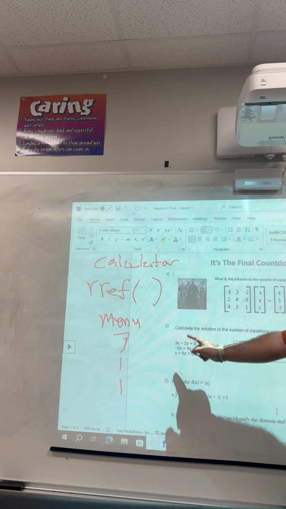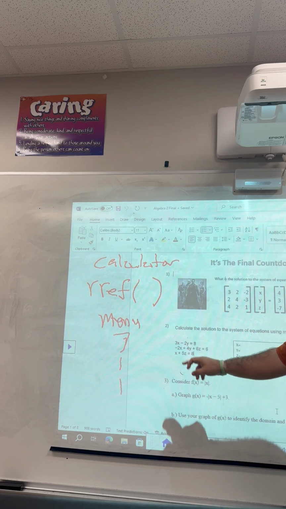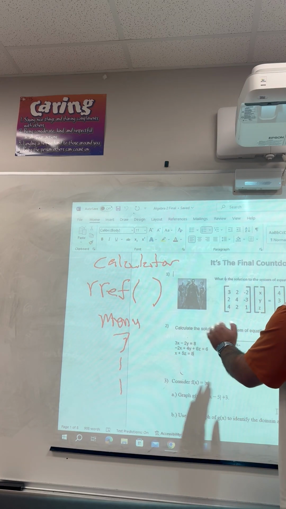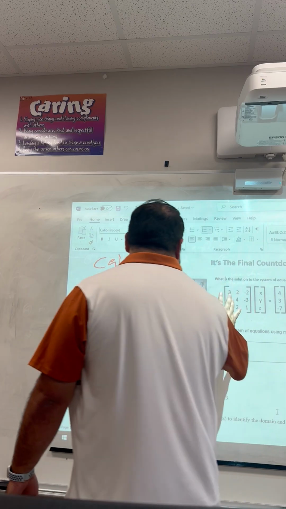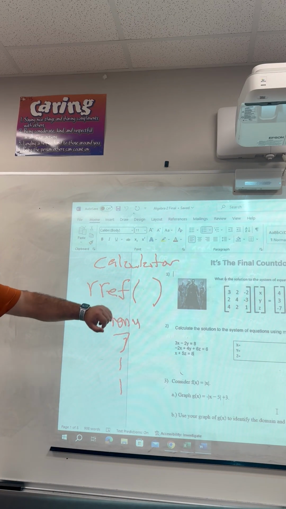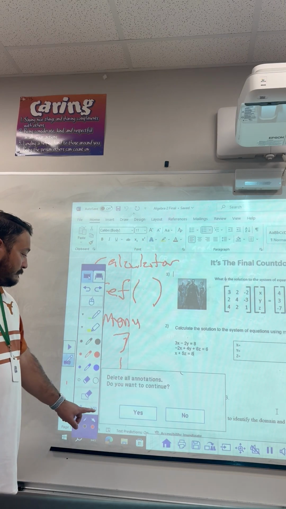So this next row will be -2, +4, +6, 6. For the third one, X would be 1, Y would be 0, it's missing the Y value, and then 5, and then 8. Hit enter, it'll pop up with your answers. That's how you do number 2. So 1 and 2 are exactly the same: calculator, RREF, parentheses, menu 711.